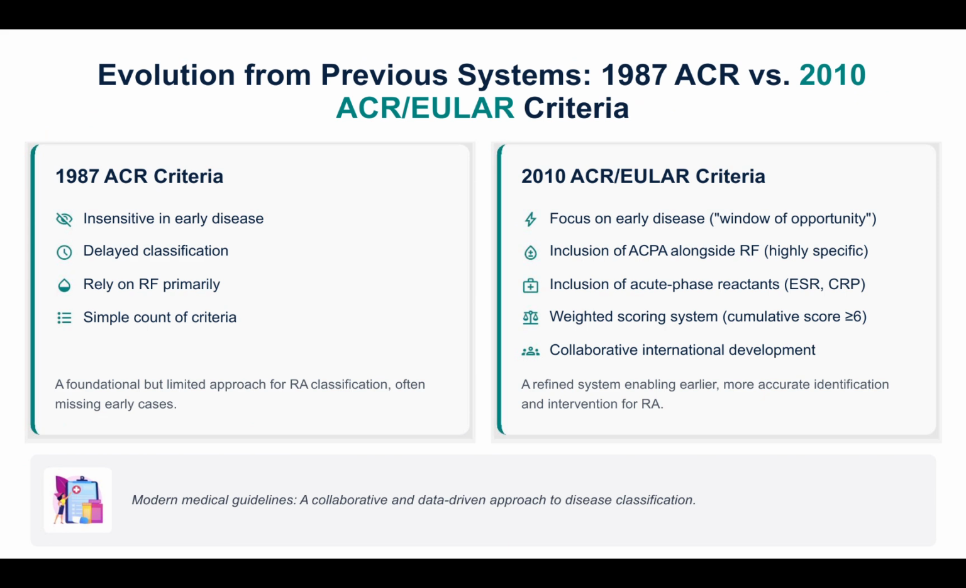The 2010 criteria, on the other hand, really shine in early disease, helping us catch that window of opportunity. They include ACPA along with RF, which is super specific, and they bring in those acute phase reactants like ESR and CRP. A big change is the weighted scoring system, where getting a cumulative score of 6 or more is the decider. This whole framework was the result of an incredible international team effort.